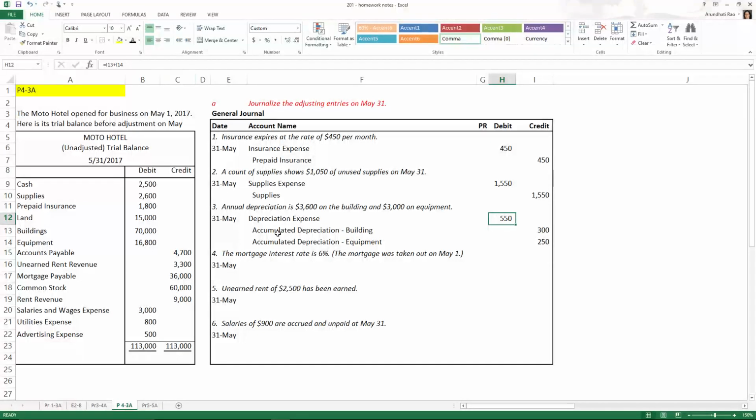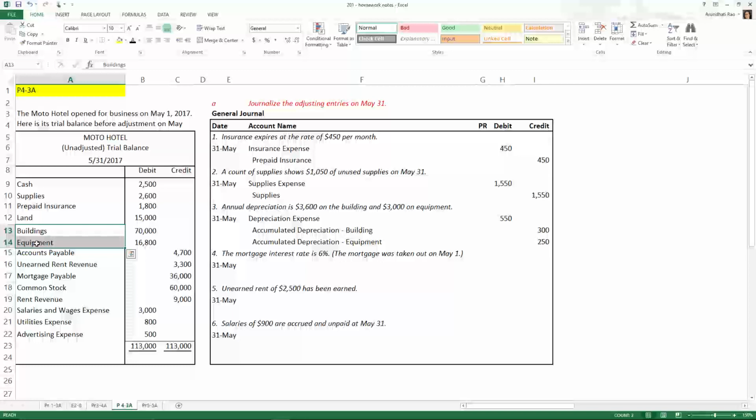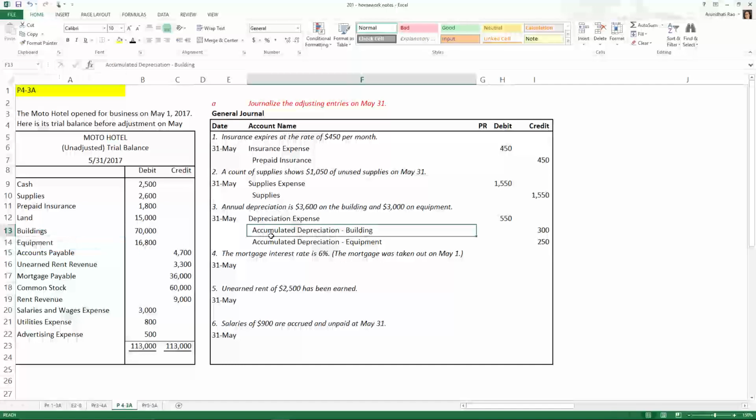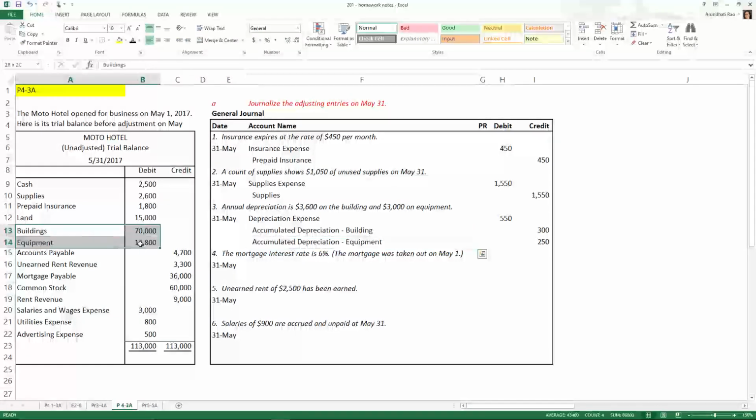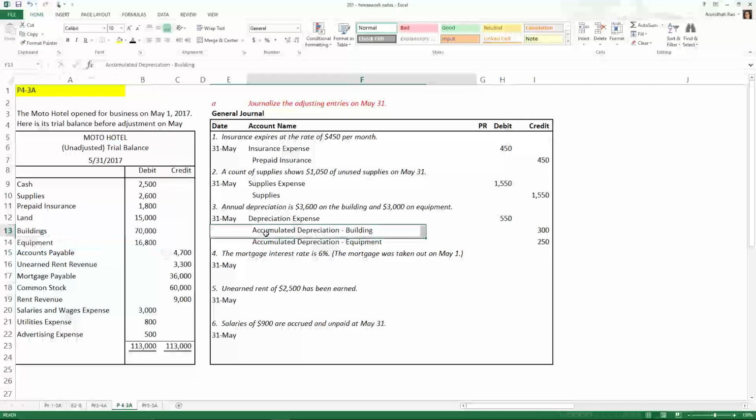These accounts, accumulated depreciation, are contra asset accounts. It means these accounts exist with the sole purpose of decreasing these respective asset accounts. We take care of those in the balance sheet. Building and equipment are assets, they go into the balance sheet. Therefore, these two also will go into the balance sheet. Building and equipment as assets have debit balances. These two as contra accounts will have credit balances.